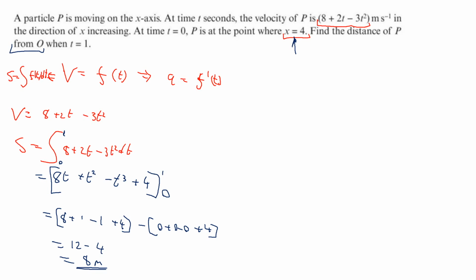It's asking us, sorry, that's how much we've moved, okay? Just as an example. But if we want to find the distance of P at t equals 1, then it's just going to be this, right? Which is 12.